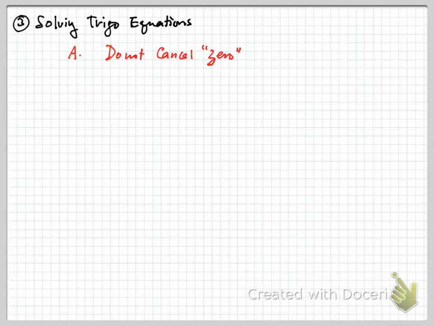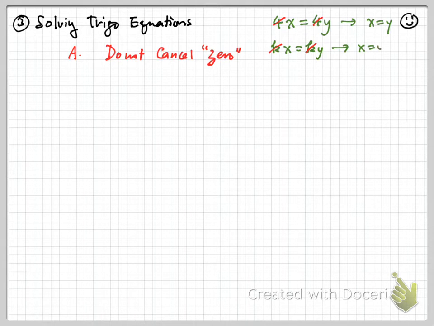Now, let's find one thing about zero. One thing about cancellation. For example, if 4x is 4y, then we can cancel the 4, so we have x equals y, which is perfectly okay. However, if we have kx equals ky, and then we cancel the k so that we have x equals y, that is not very good, because there is the possibility that k is 0.